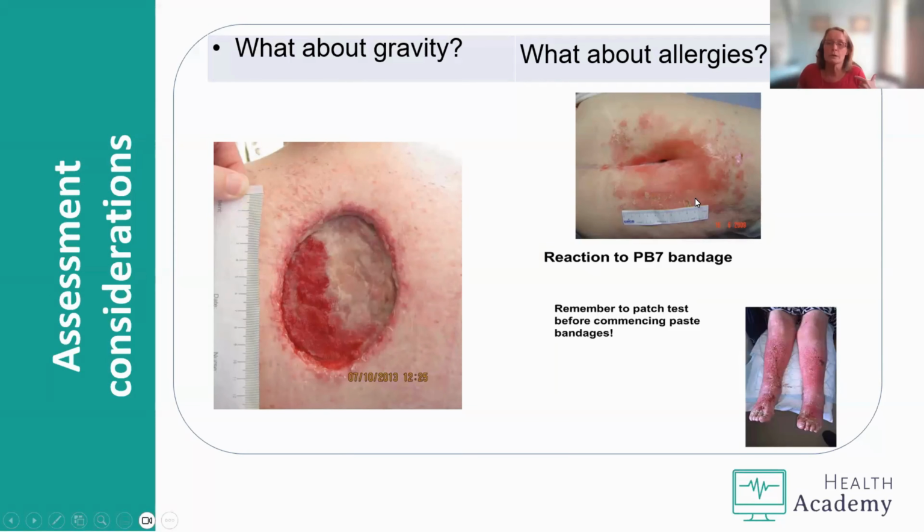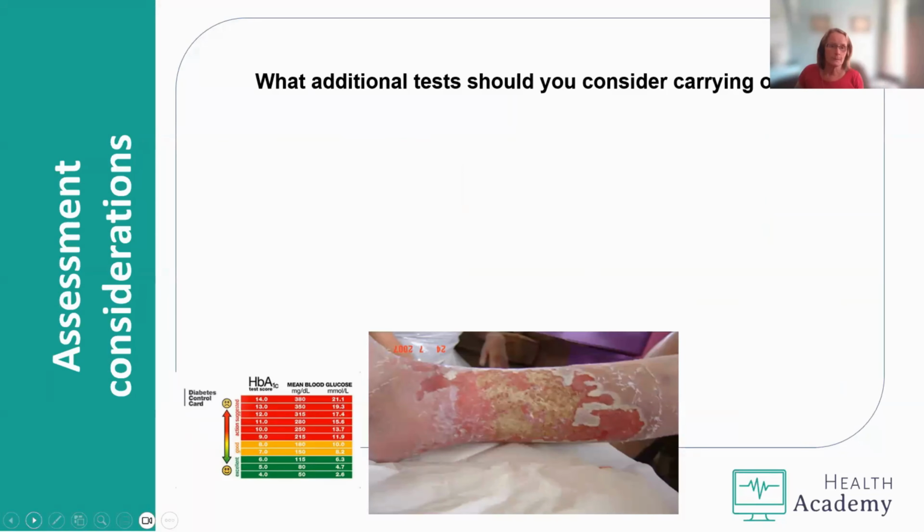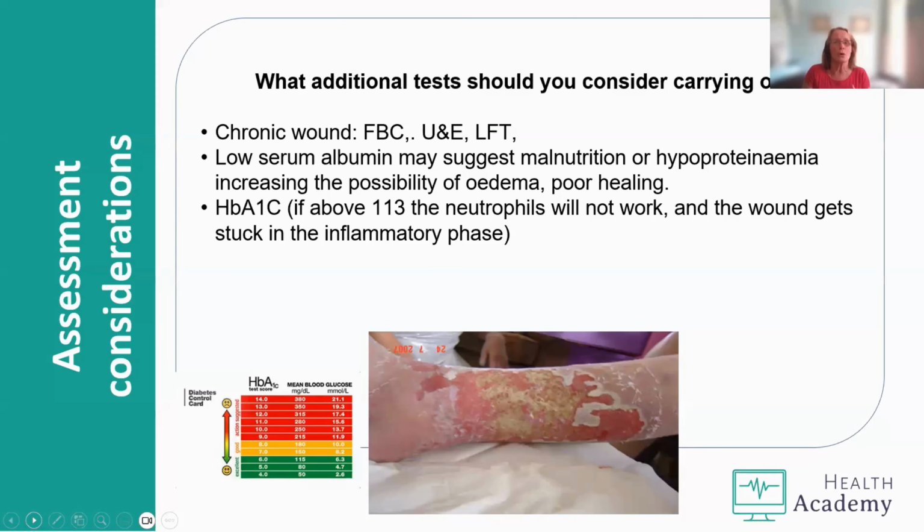Make sure that we're recognizing skin stripping from exudate levels or reactions to dressings as well. So dermatitis caused by allergies. Make sure if we're using things like PB7 that we have done a patch test for PB7 as well. And think about what other tests you need to carry out. And these should be done almost as norm. And I think we should also always have a baseline when a new patient comes in with a wound, especially with a wound that is greater than 4 weeks old, where it sits into that hard to heal sort of factor.